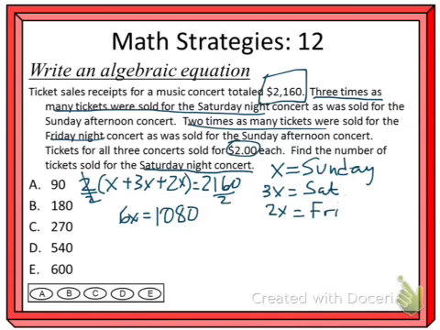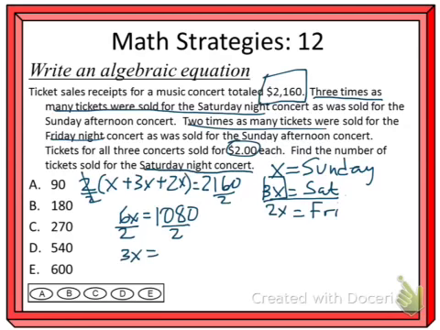Now, I could solve this for x, and then I could multiply x times 3 to get Saturday's, or I could just solve this thing for 3x. If I solve it for 3x, then I get Saturday's in maybe one fewer step. Okay, so to get 3x from 6x, all I have to do is divide this thing by 2. Divide it by 2, and I'm going to get 3x.